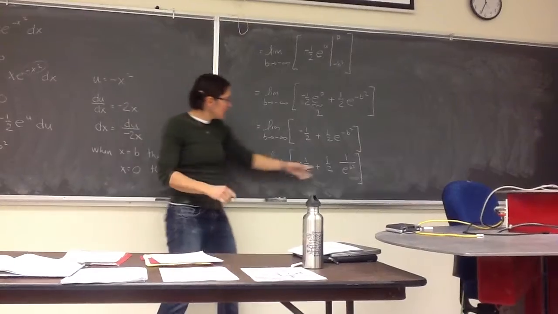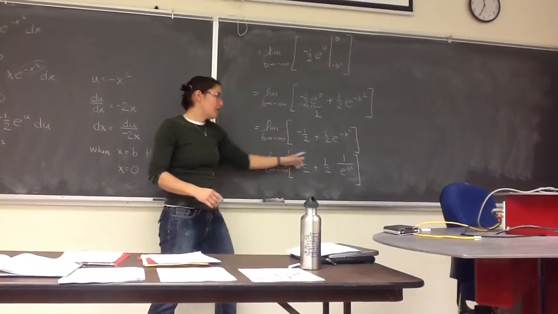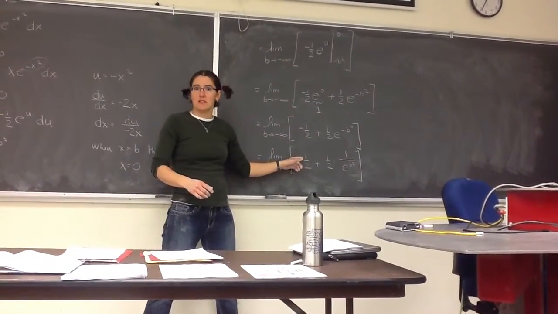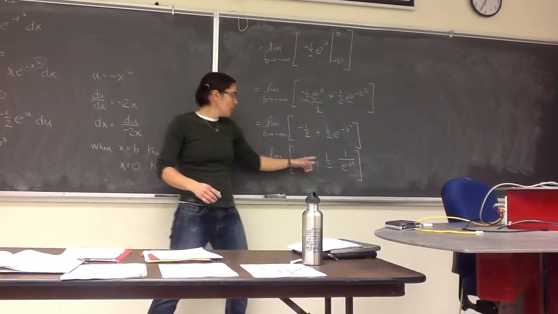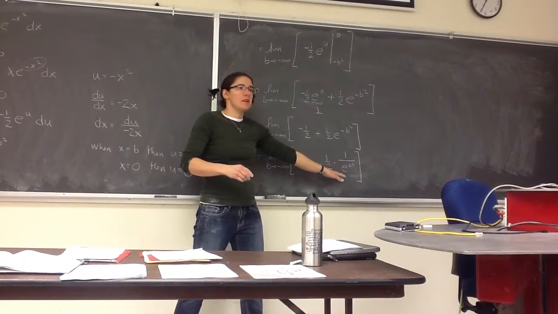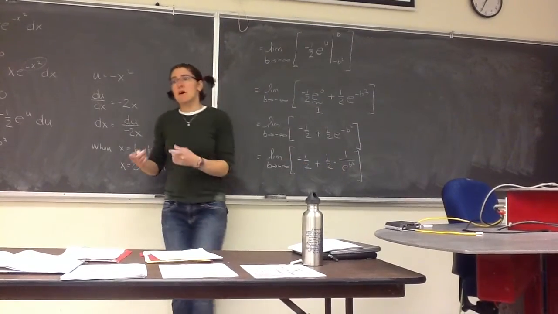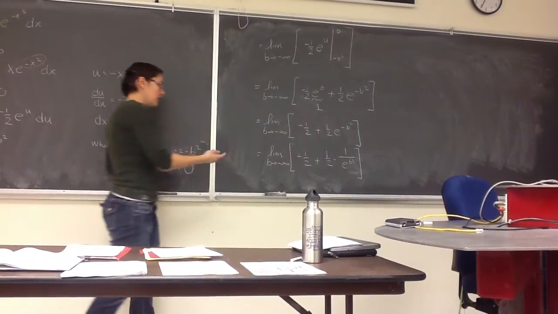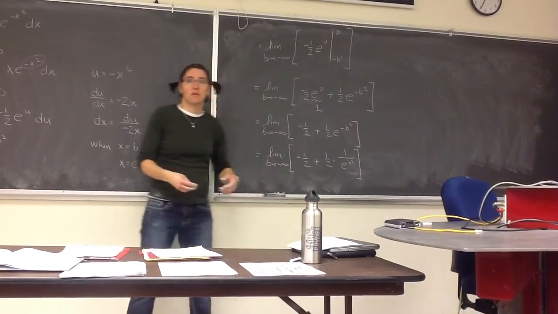Okay, so thinking about this expression, the negative 1/2 remains exactly as it is. The 1/2 times is fine. The part I'm worried about is the 1 over e to the b squared. So let's think about b. b is getting really large in the negative direction.